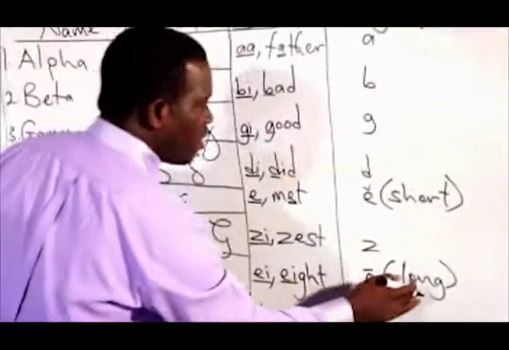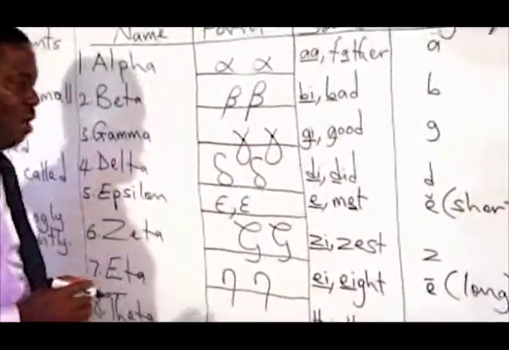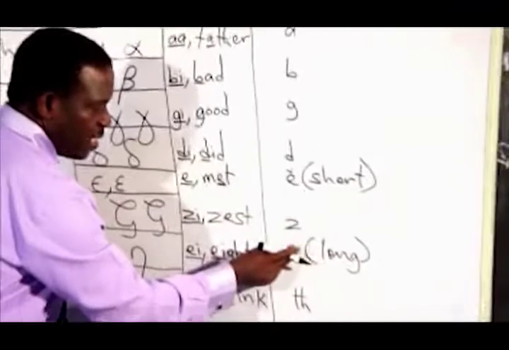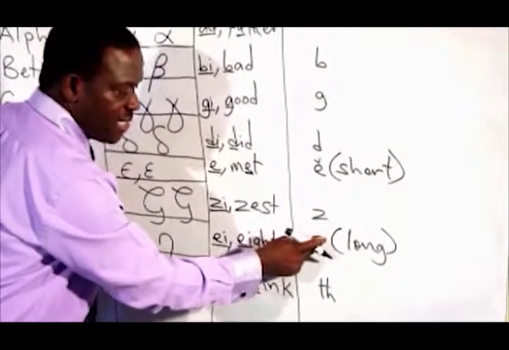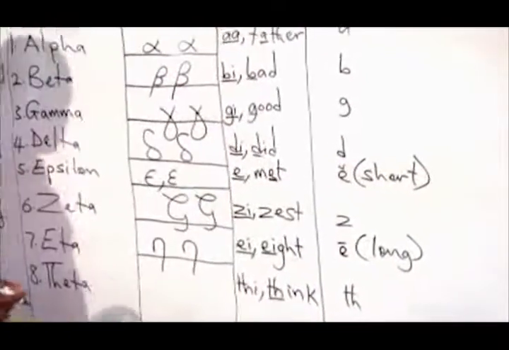Eta in Greek is long E. And that's why I put long in bracket in front of it. And we use this dash on top to separate eta in English from epsilon.